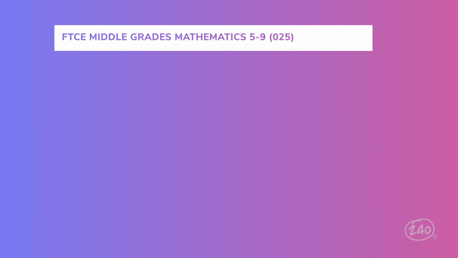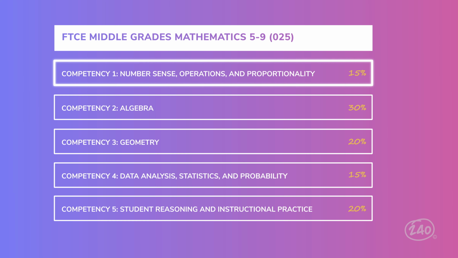Let's dive in. First up, Competency I, number sense, operations, and proportionality. This skill is about rational numbers like fractions, order of operations, radicals, as well as exponents and more.